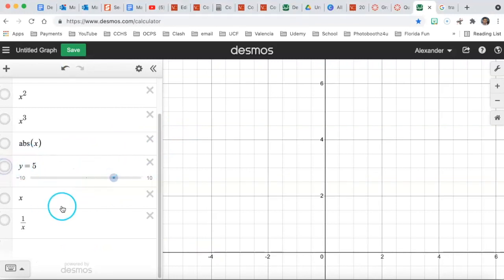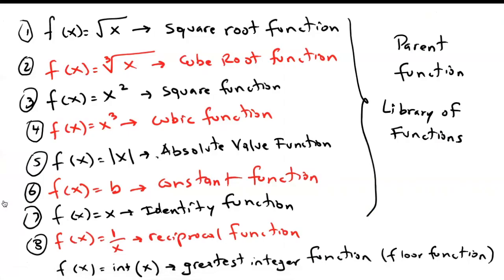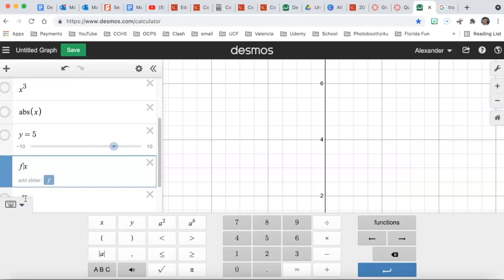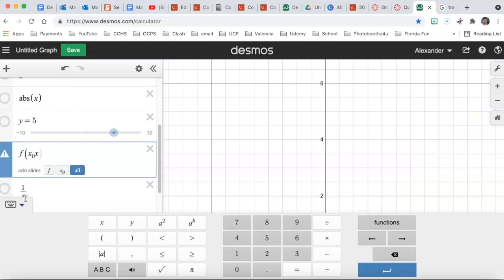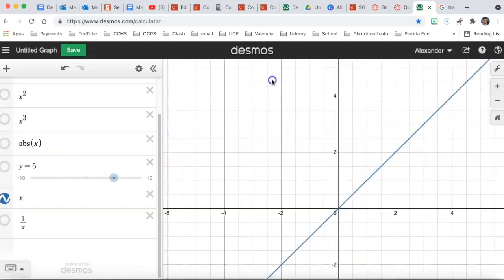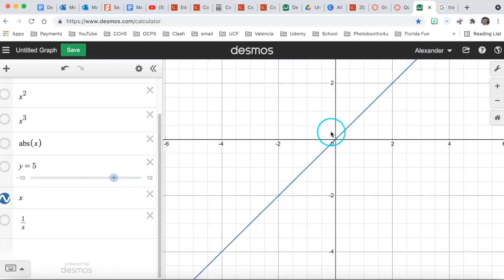What's next? F of x equals x. Identity function. In Desmos, I don't have to write f of x. That's why I only have the x. But still, if I write f of x, there's no problem at all. The thing is that sometimes it gets a little confused. You see that? It's changing, so I don't want to do that. So that's your f of x equals x, your identity. I have an arrow going up to the right, arrow going down to the left. It's a diagonal. Excellent.